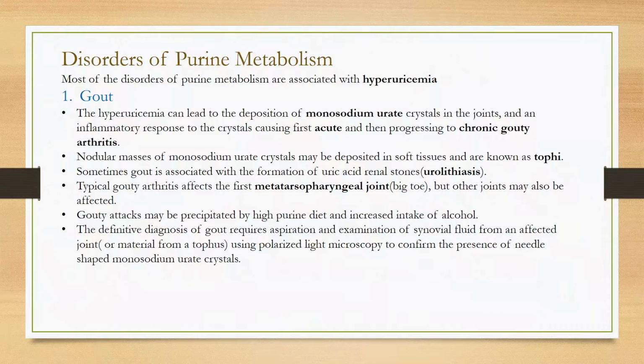The definitive diagnosis of gout requires aspiration and examination of the synovial fluid from an affected joint. That is, you can also take material from a tophus, using polarized light microscopy to confirm the presence of needle-shaped monosodium urate crystals.